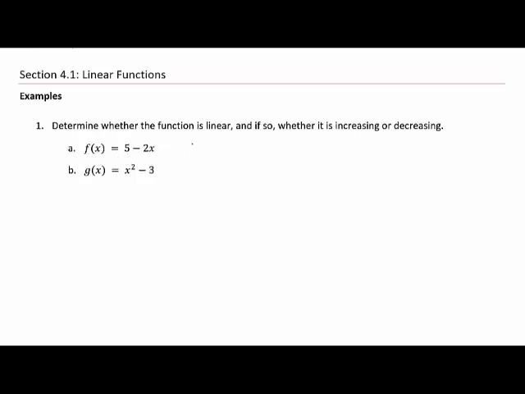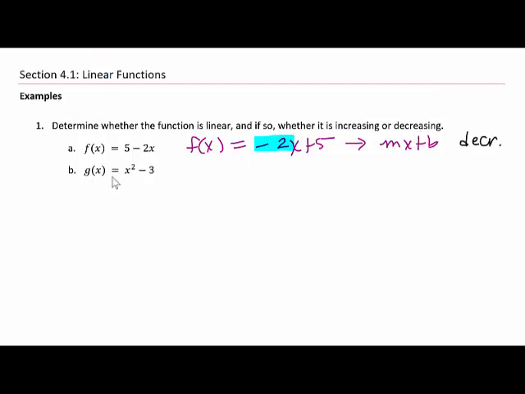Notice that this could be rewritten as f of x equals negative 2x plus 5, and that is in mx plus b form. Okay, so that's definitely a linear function. I notice that the slope is negative 2, and if the slope is negative, the function is decreasing.